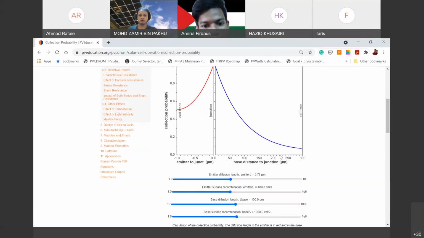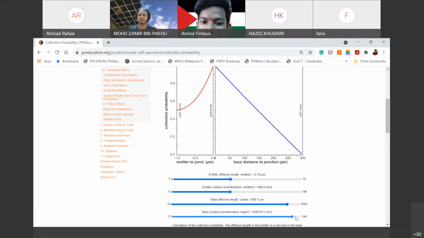Now let's look at the base, the blue curve on the right. What if we increase the base diffusion length? If your carrier diffusion length in the base increases, the collection probability on the right will be increased as well, just like what we understood before. The same goes for the base surface recombination velocity, the SRV. If you increase the SRV of the base, the collection probability reduces accordingly.